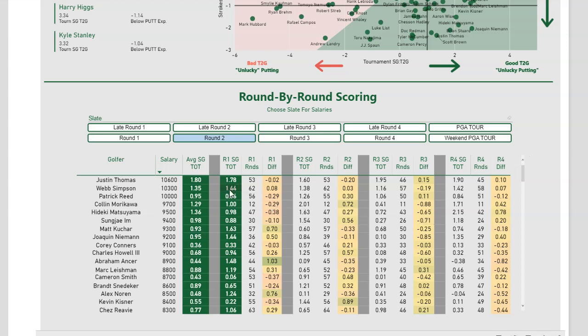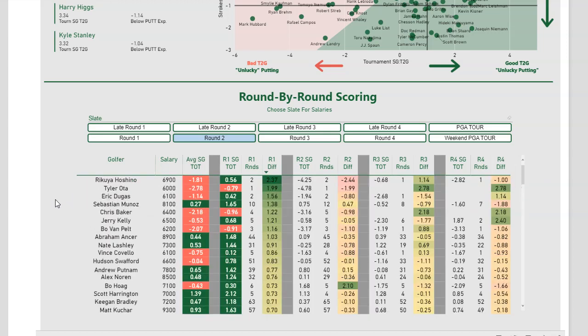So if you look at this, you can say, okay, Justin Thomas, his average strokes gained total, he gains 1.8 strokes per round. Well, in the first round, he's basically exactly on that average. A little below average in second rounds, a little above average in third rounds, and a little above average in fourth rounds. But quite frankly, that's a very consistent golfer. If you sort by round one difference, what you're going to find is pretty interesting.